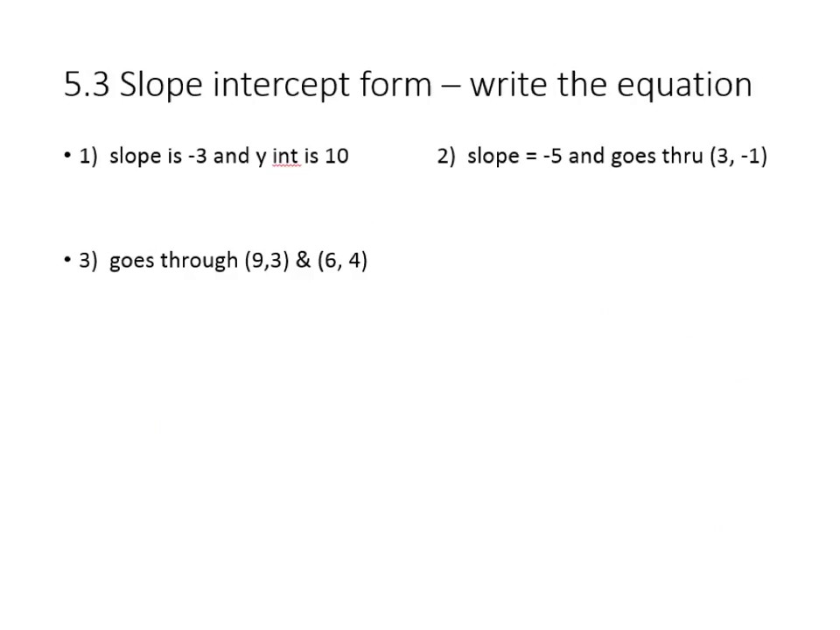Alright, we're looking at 5.3, Slope-Intercept Form. You need to know Slope-Intercept Form: y equals mx plus b. Write that down on your slide. That's Slope-Intercept Form. And we're just going to do a bunch here where we have to write the equation.